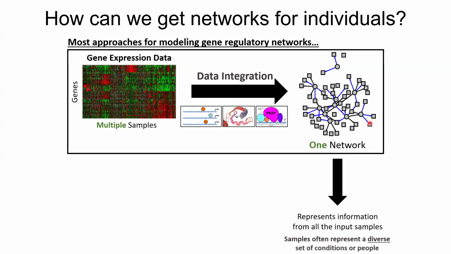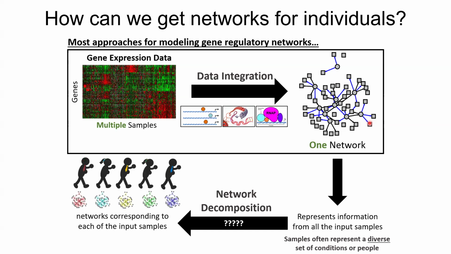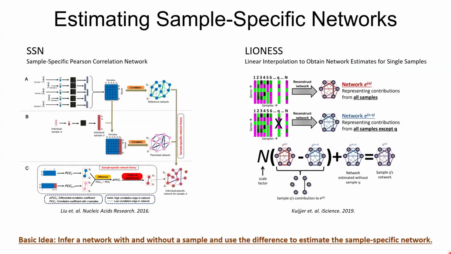Now, this network represents information from all of the input samples, even if those samples represent a diverse set of conditions or people. So what we want to do is decompose what we can refer to as the aggregate network into networks corresponding to each of the individual input samples. Now, there are two main approaches that were developed for this about a decade ago. The SSN approach, the sample-specific Pearson correlation network approach, is illustrated here on the left. And the LIONESS approach that was developed by my research group is illustrated on the right.